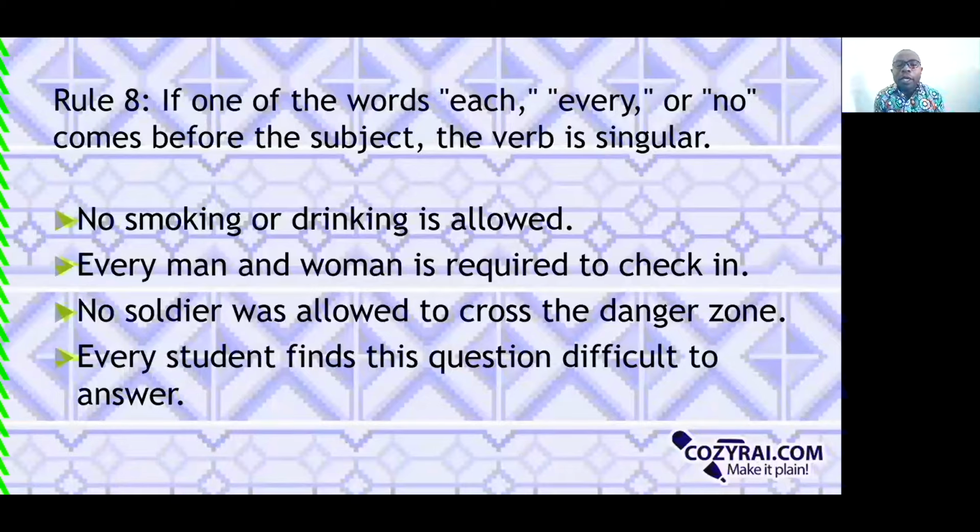No soldier was allowed to cross the danger zone. No soldier was allowed, not were allowed. And then every student finds this question difficult to answer. So every student, once you see every, each, no coming before the subject, the verb is singular.